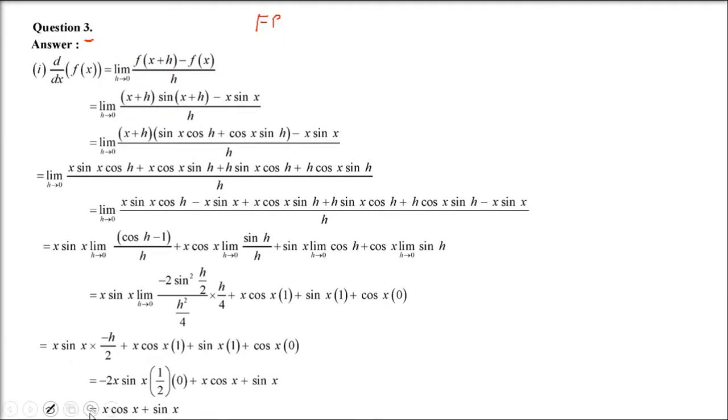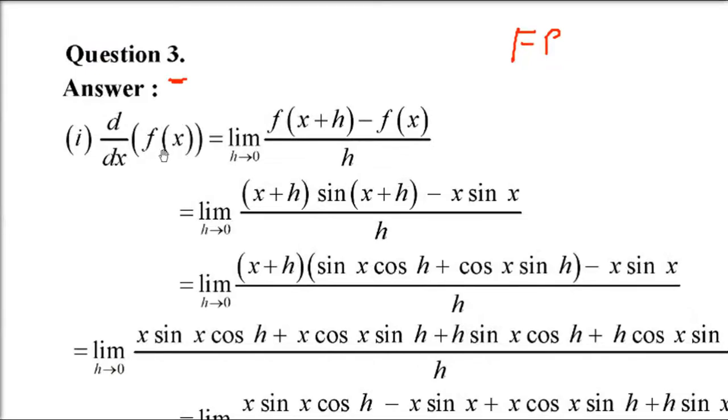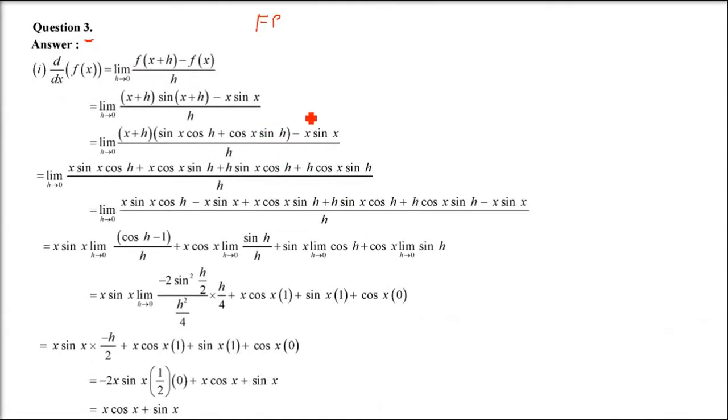So f(x+h) minus f(x) by h, this is what d by dx or first principle differentiation means. This is what is important that we have to apply everywhere here. Just put x as x plus h, then you put x, that is f(x) is already there. So let me take you to the actual question here, which is f(x) equals x sin x.